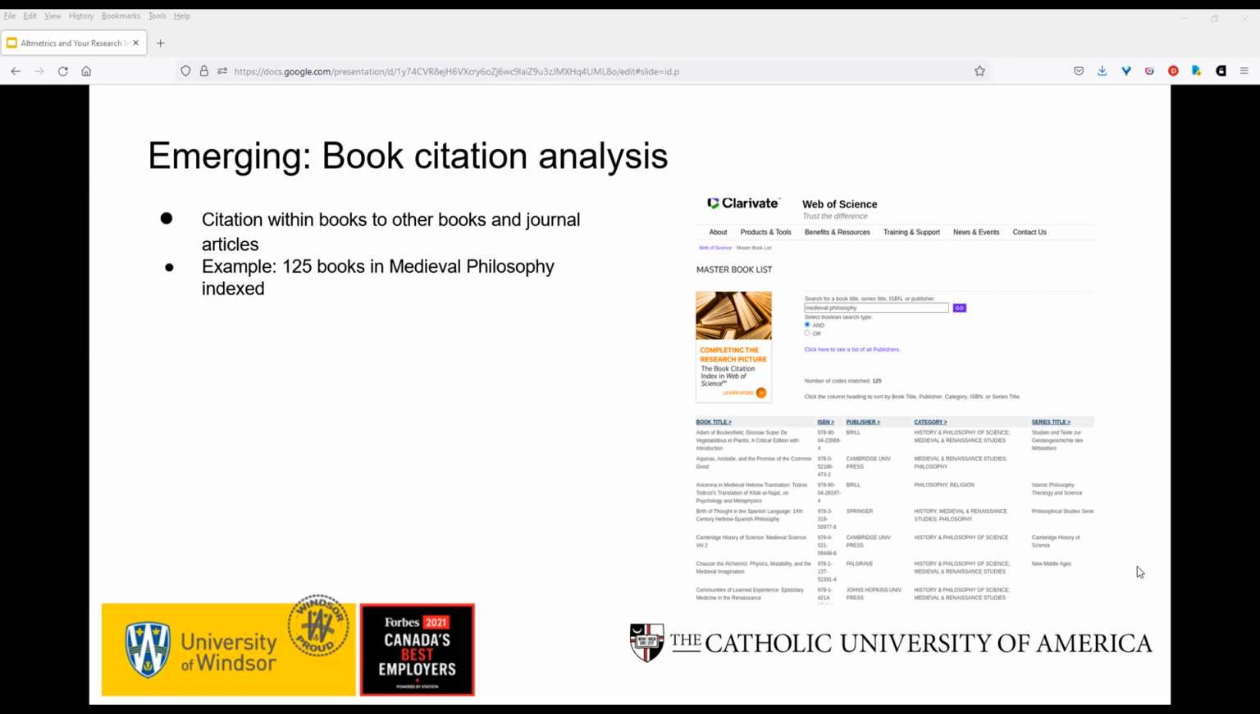These are highly curated books, though. So it's not a bad thing that it is quite selective, because Clarivate is concerned that they want to maintain a certain level of quality when selecting materials to go into this index. Next.